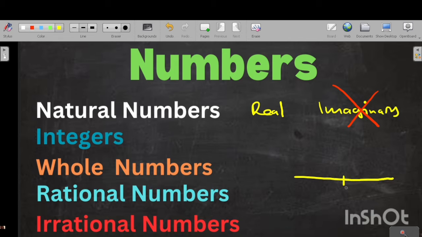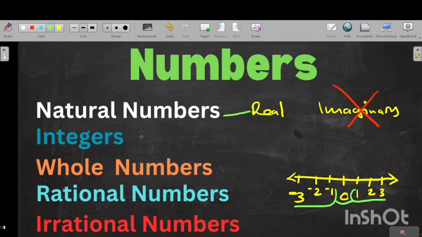Real numbers are any numbers that can be plotted on the number line. So if you have a number line, 1, 2, 3, and so on, -1, -2, -3. Numbers on the right of 0 that start from 1, 2, 3, 4, and so on up to infinite are called natural numbers. So natural numbers are part of real numbers. Numbers on the right of 0 and those on the left of 0, plus 0 inclusive, are called integers. So integers also are part of real numbers.